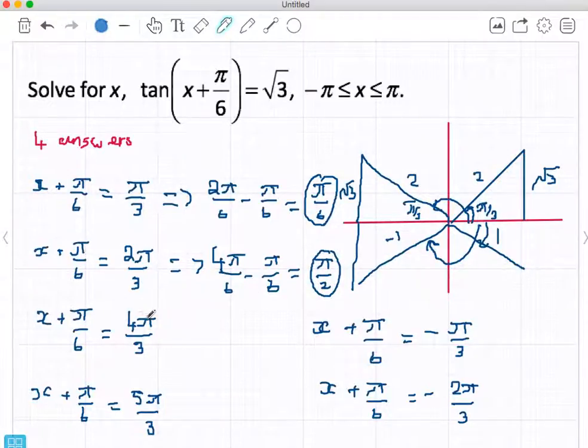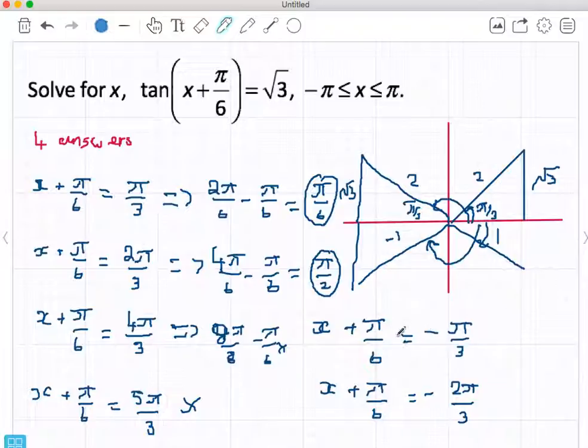This one is 4 pi over 3. So actually when I do this one, it's 4 pi over 3 take away pi over 6. Let's make this 8 over 6. It's going to give me 7 pi over 6, which is outside my domain. And likewise, this one's outside my domain. So I don't want anything here or here because the answers won't fit this. So I've got these two answers so far.